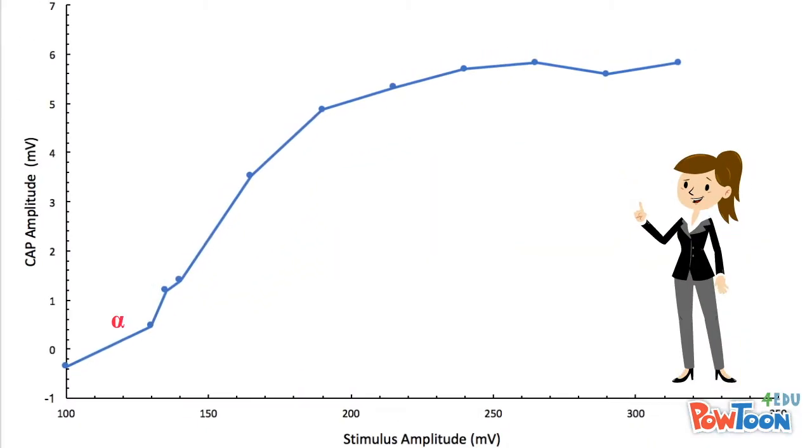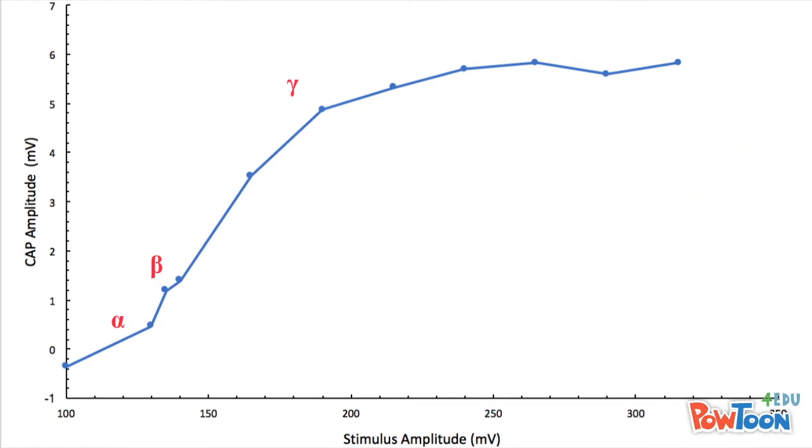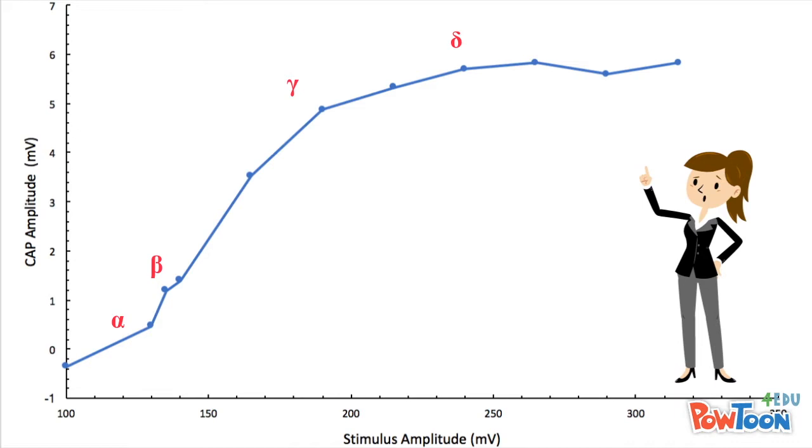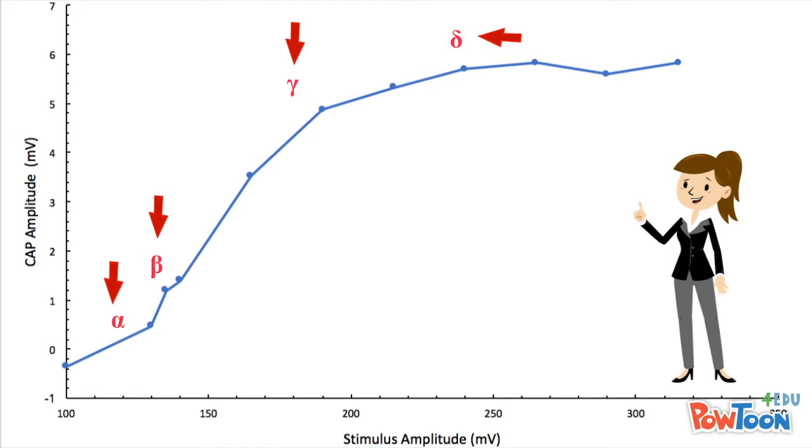Of these, A alpha fibers have the lowest threshold, and therefore are the first to fire when the nerve threshold is reached. A beta have a higher threshold, and A gamma have an even higher threshold to be recruited. A delta fibers have the highest threshold and are the last of the A-type fibers to be recruited. The summation of all the fibers, alpha, beta, gamma, and delta, results in a compound action potential, or a CAP.